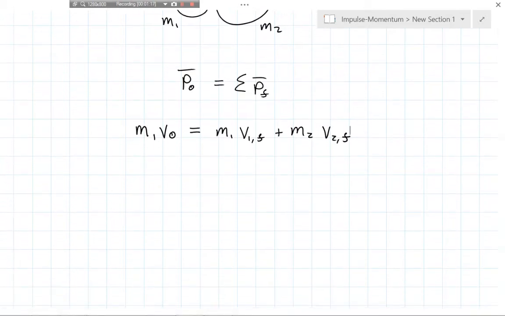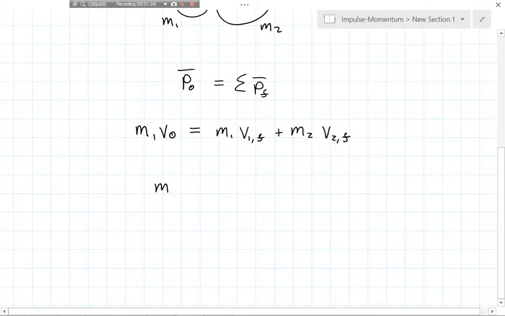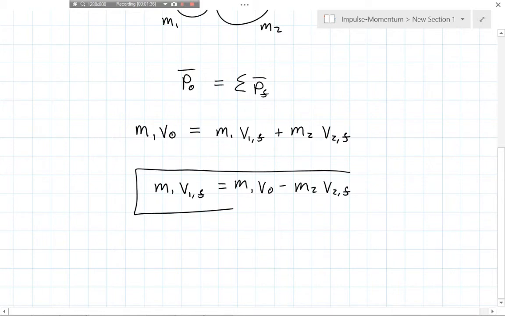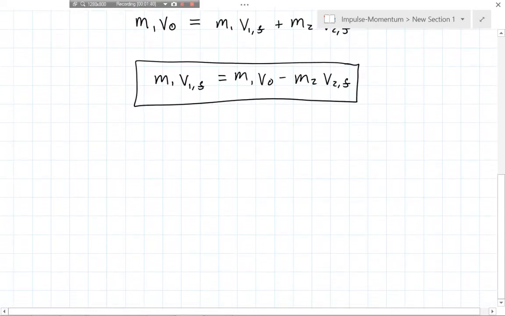And so what I'm going to do is solve for m1 v1 final in terms of these other things. So I'll have m1 v1 final is equal to m1 v initial minus m2 v2 final. And at this point, I'm just going to leave that equation as it is. I'm not going to try to simplify it any further.